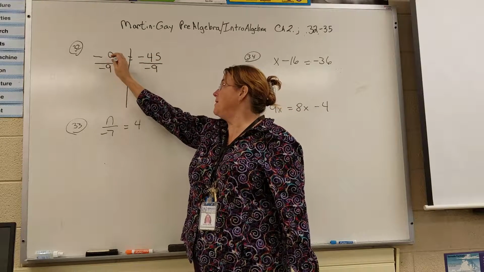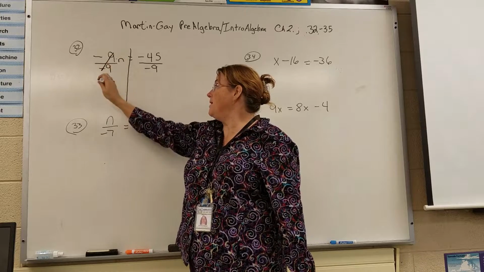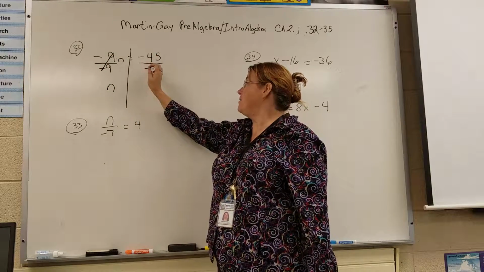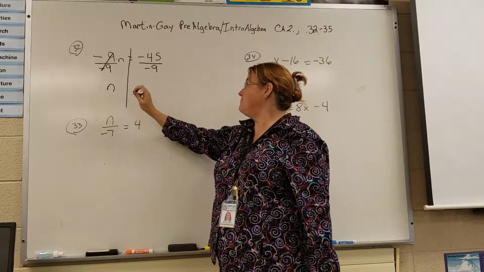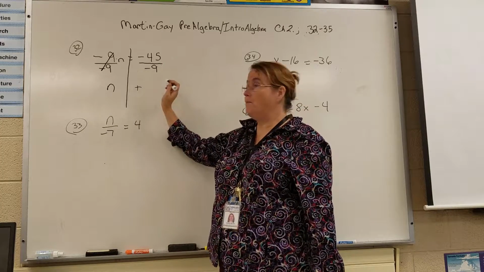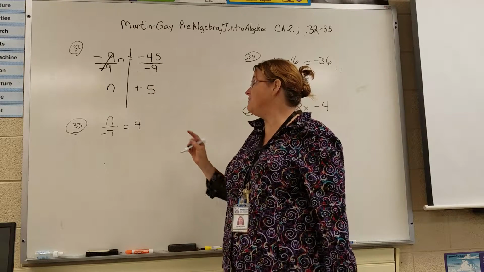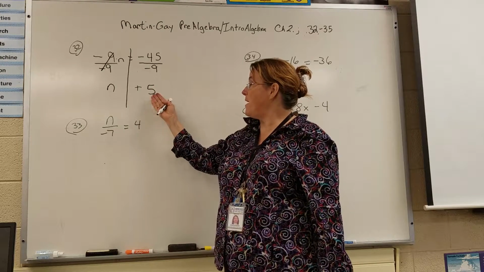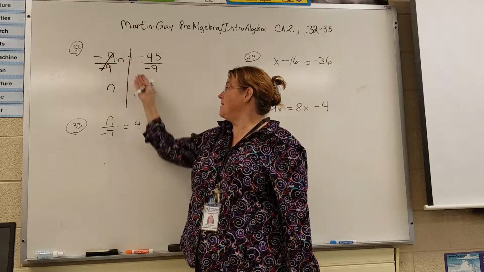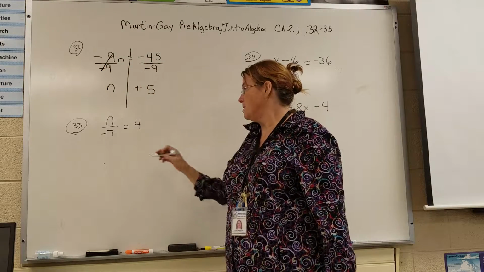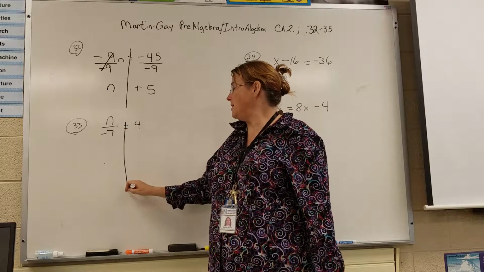Negative 9 divided by negative 9 is 1. 1n is just n. Negative divided by a negative is a positive. 45 divided by 9 is 5. So n equals 5. If we were to plug 5 back in, minus 9 times 5 is equal to negative 45.